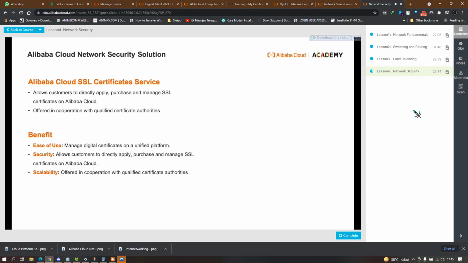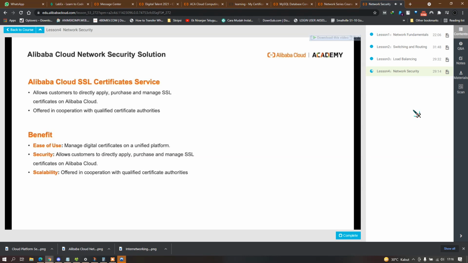And then the Alibaba Cloud SSL certificate service cooperates with qualified certificate authorities. So you don't have to worry about whether the certificate is a good one or a formal one. You don't have to care about these issues. Alibaba Cloud will cooperate with the qualified certificate authorities to make sure that we are using a qualified service.